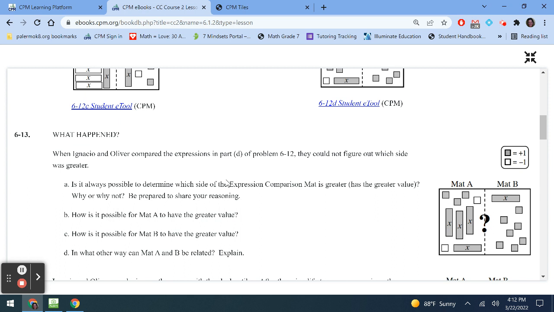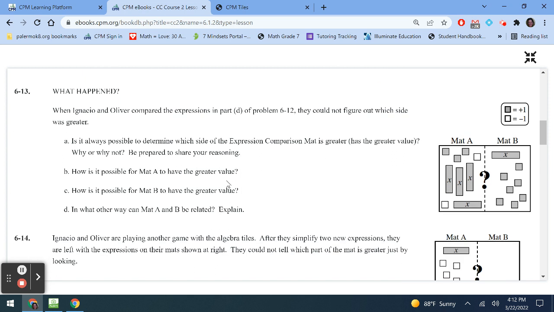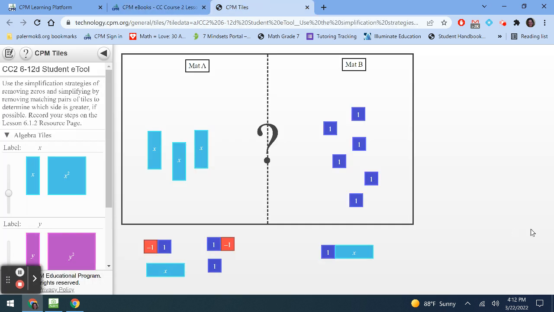So again, what happened? When these two students looked at it, they couldn't figure out which side was larger. Is it always possible to determine which side of the expression mat is greater, has a greater value? Why or why not? Share your reasoning. So can I determine which one of these has a larger value? I certainly have more tiles on mat B than I do on mat A. But remember, X can be any number. So it really depends on the value of X.